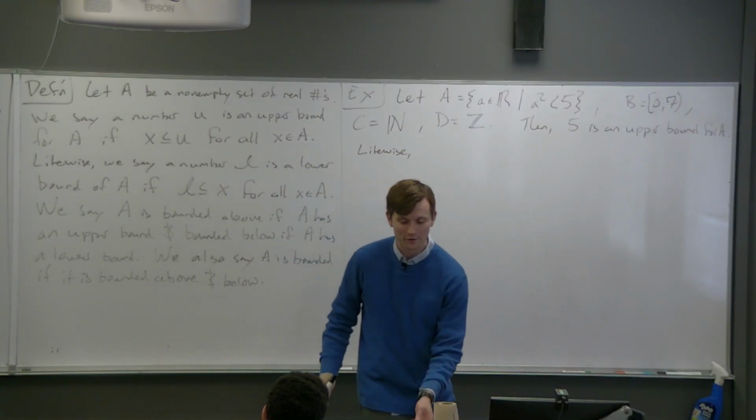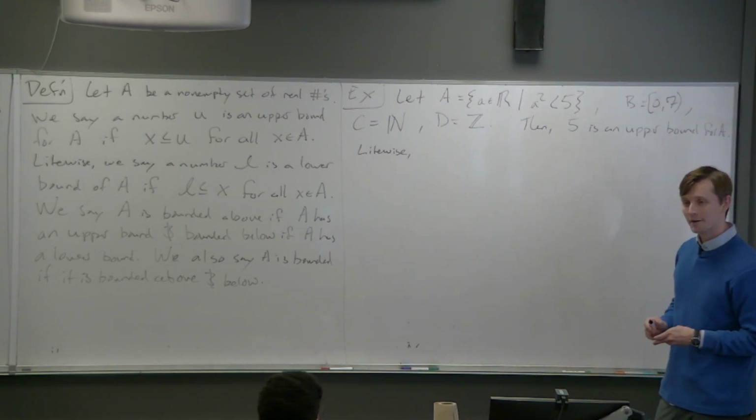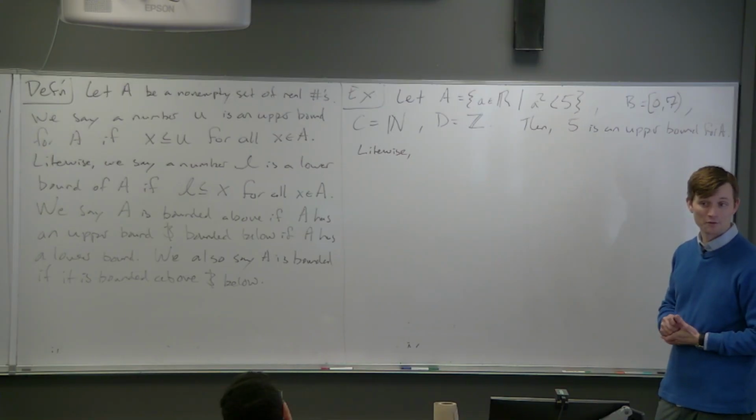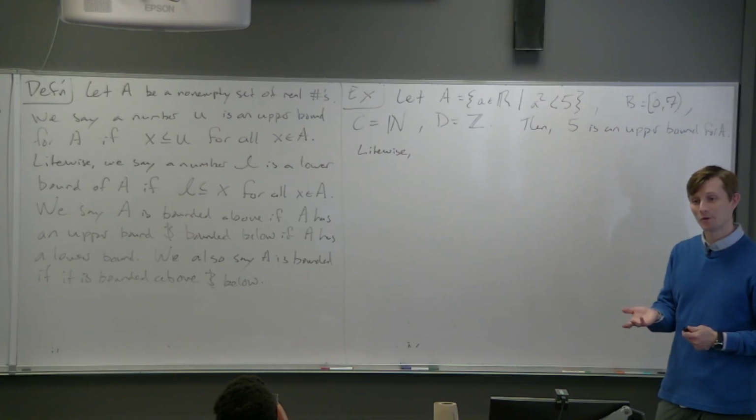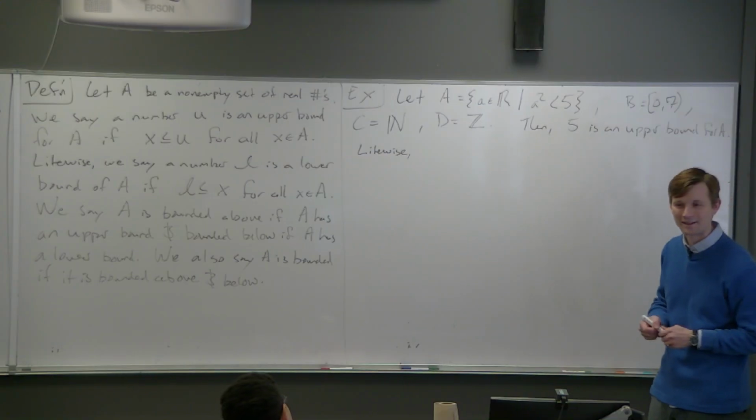Exactly. Someone says, what about square root of 5? Totally also an upper bound. Yeah? Okay, yeah, very true, very true. A set may have multiple upper bounds. In fact, maybe we'll want to come up with some sort of terminology to talk about, I don't know, like the smallest upper bound, like the least upper bound, yeah?